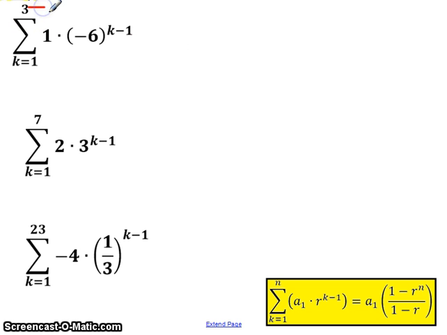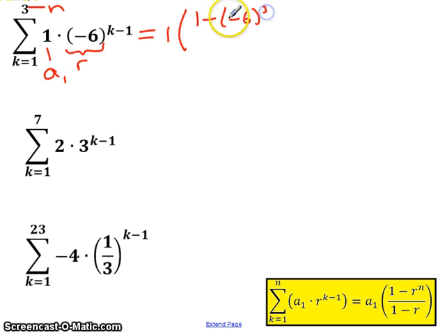Once again, we need the value of n, we need the value of a sub 1, and we need the value of r. Notice in this case r is negative. So the total sum here is going to be equal to a sub 1 times 1 minus negative 6, notice the parentheses, raised to the n power, not n minus 1, divided by 1 minus negative 6. And when we do all that, we get a grand total of 31.